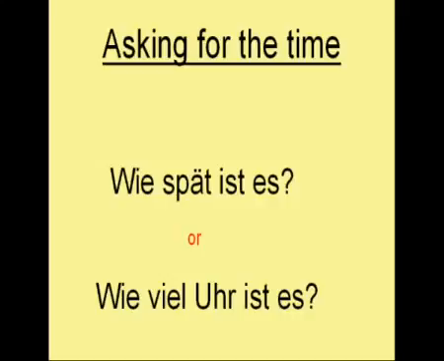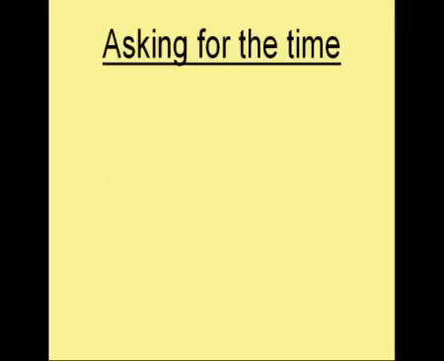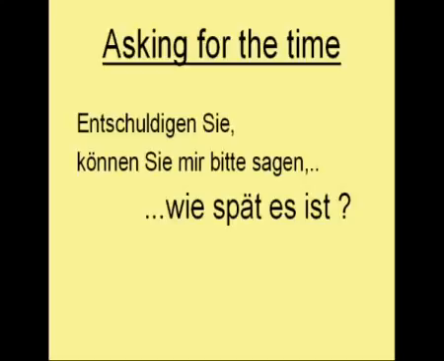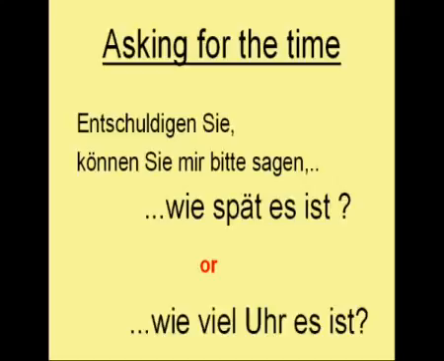If you want to be polite, for instance, if you are asking a stranger on the street, you can use this sentence: Entschuldigen Sie, können Sie mir bitte sagen? And then you add one of these two sentences, either wie spät es ist or wie viel Uhr es ist. I repeat, entschuldigen Sie, können Sie mir bitte sagen, wie spät es ist? Or entschuldigen Sie, können Sie mir bitte sagen, wie viel Uhr es ist?